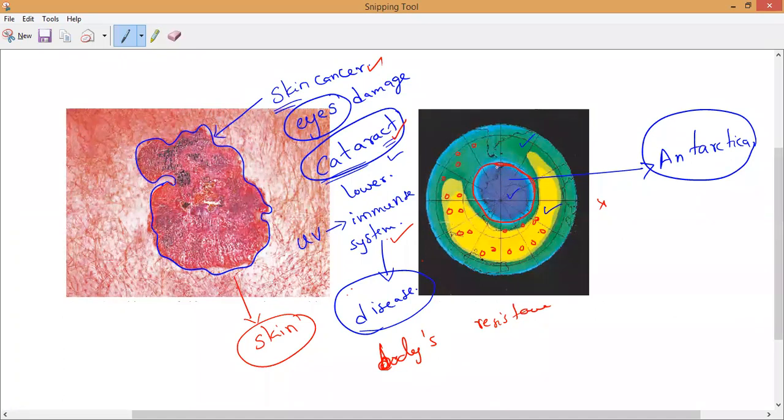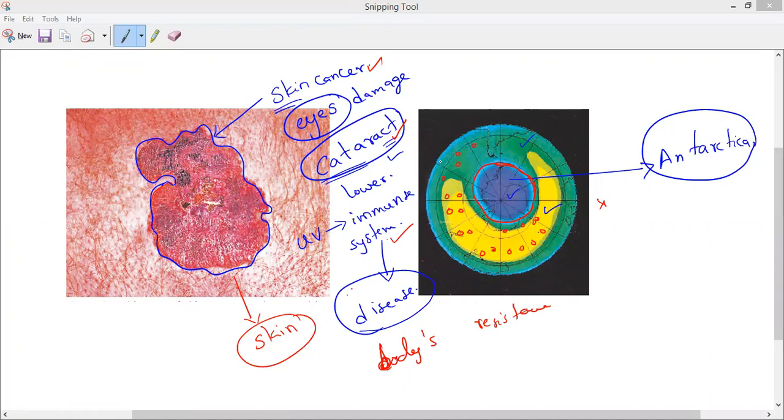This blue region over the Antarctica is already completely damaged. You can see it is showing completely blue color, so no ozone layer is present there. But the thing is, no organisms are surviving there. Very few organisms are in Antarctica, so that is why it is not a problem. But definitely it will affect us.